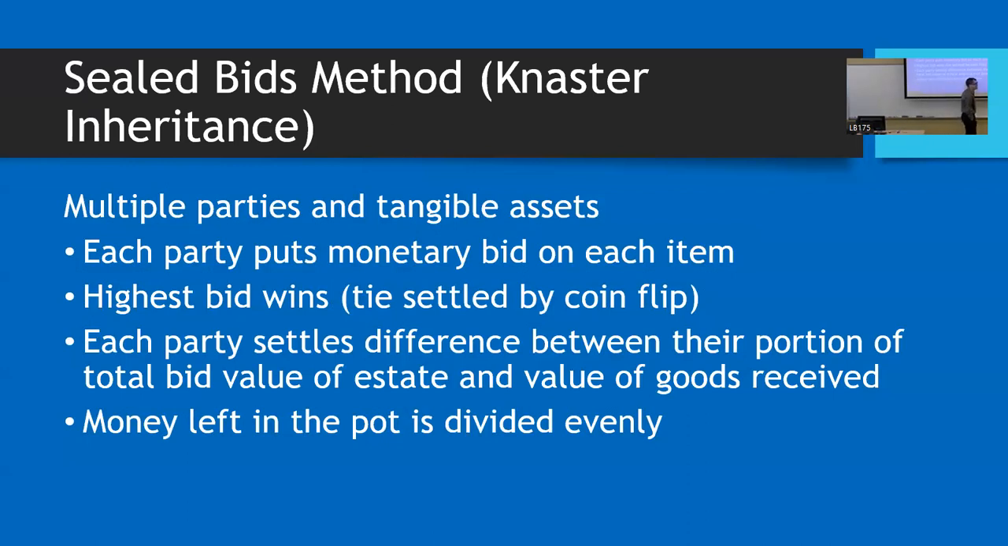This sealed bids method is also called the Knaster inheritance procedure or the Knaster inheritance method because it comes up in inheritance ideas. And I don't know if Knaster was the person who originated the idea or just the person it's named after, but that's what it is. So here's the scenario. We have multiple parties, think of inheritors and tangible assets. Or maybe multiple pirates and you're splitting up the treasure chest.